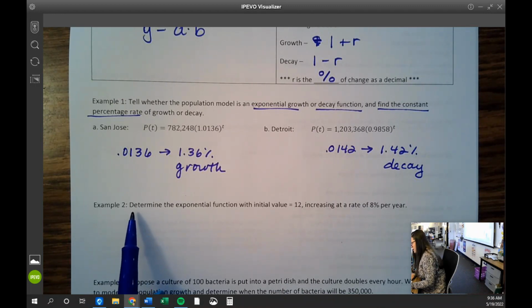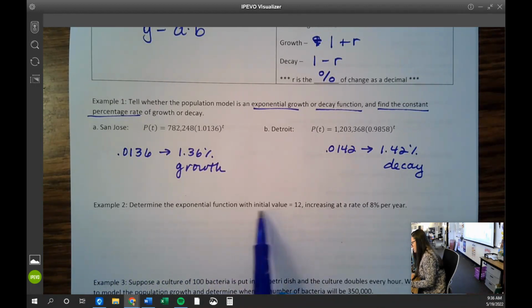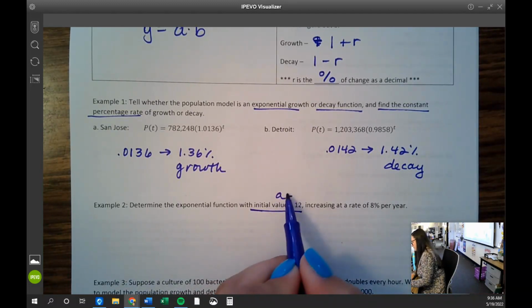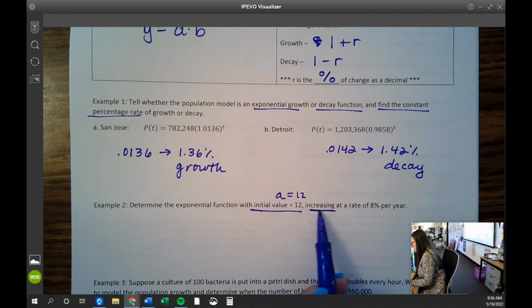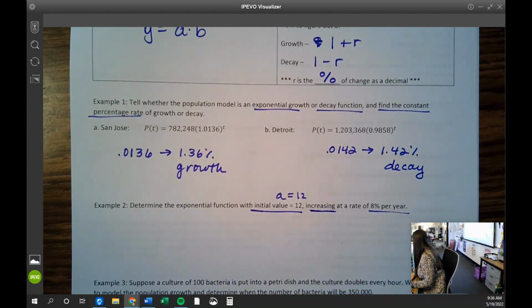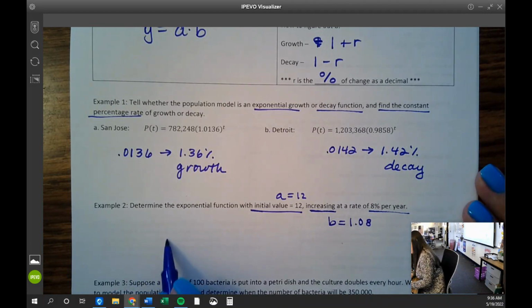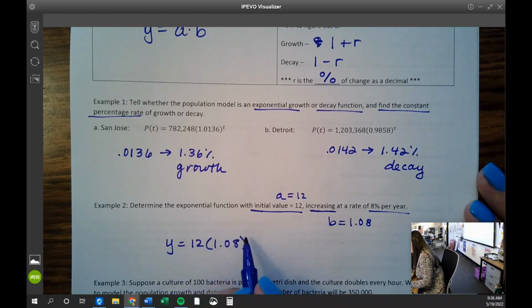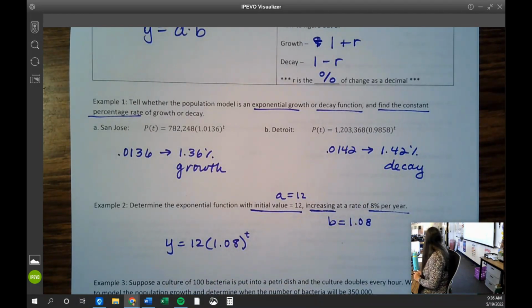Okay. Example 2 says determine the exponential function with initial value 12. So right away, that's going to be A. Increasing, that tells me it's exponential growth at a rate of 8% per year. So if I'm increasing at a rate of 8%, that means B is 1.08. So the function would be y equals 12 times 1.08 to the t. We'll do t because we're talking about time. But if you wanted to use x, you could, right?